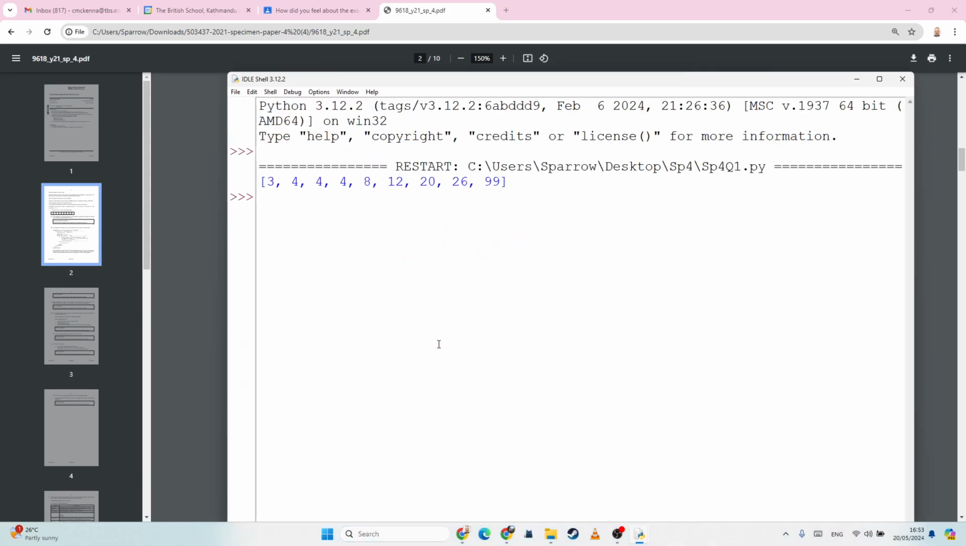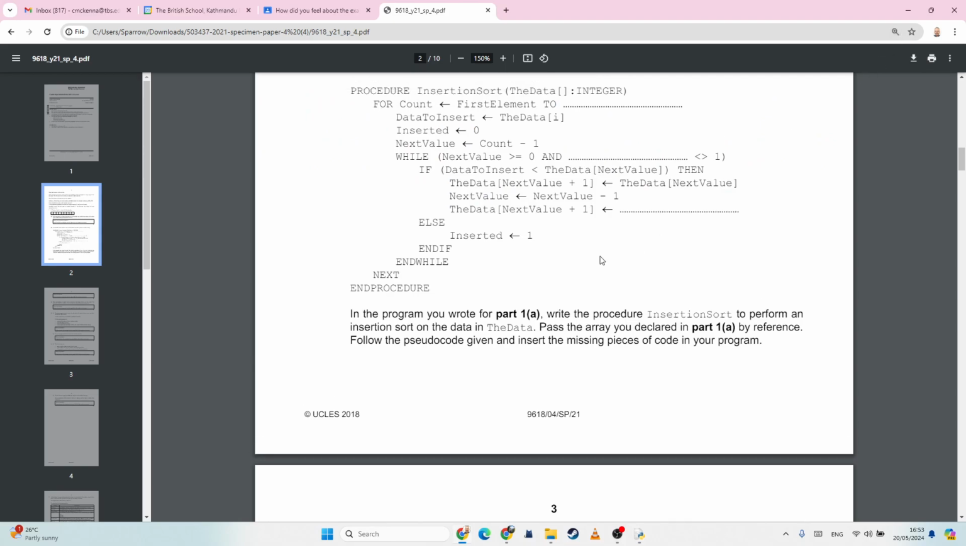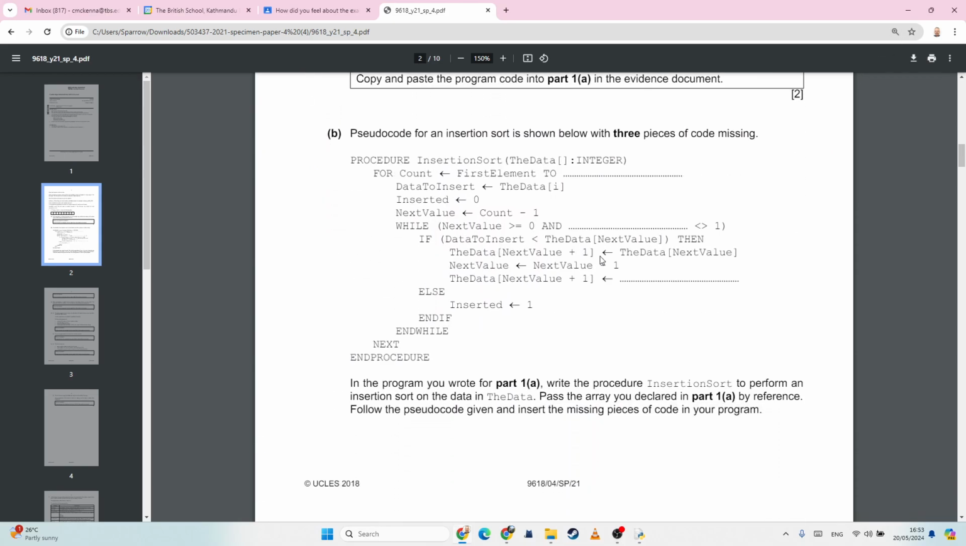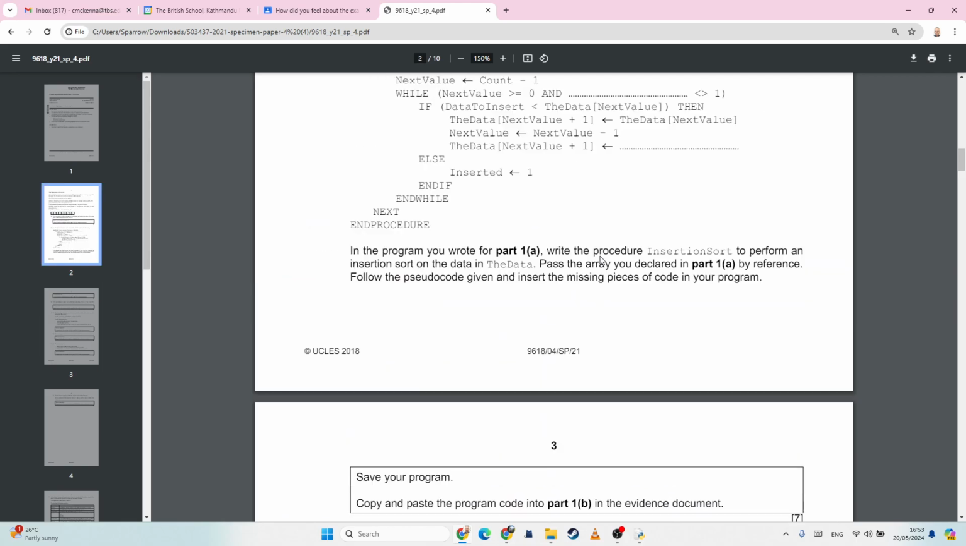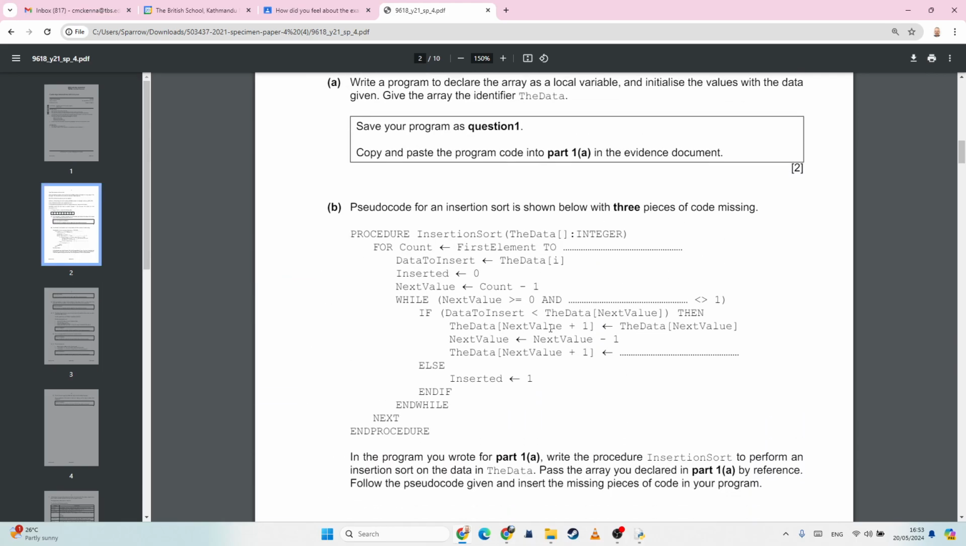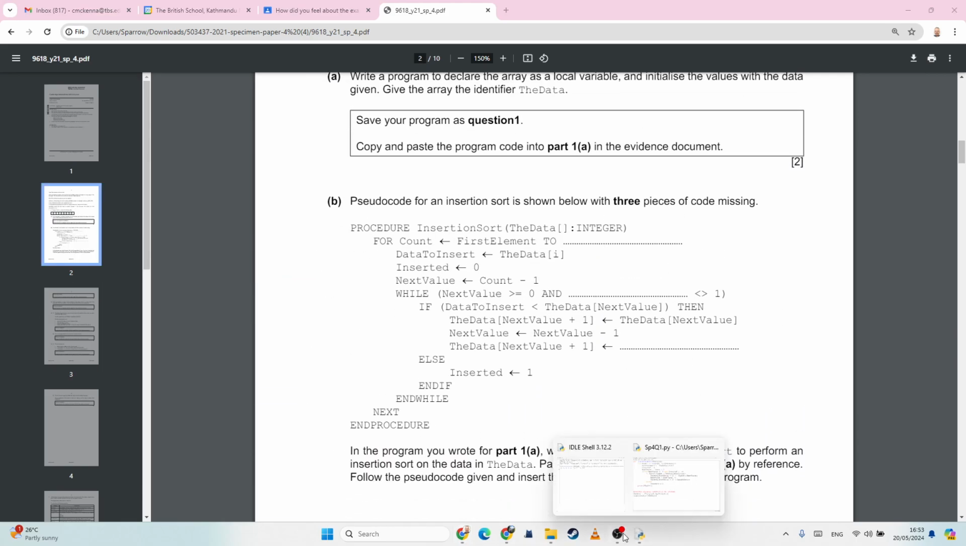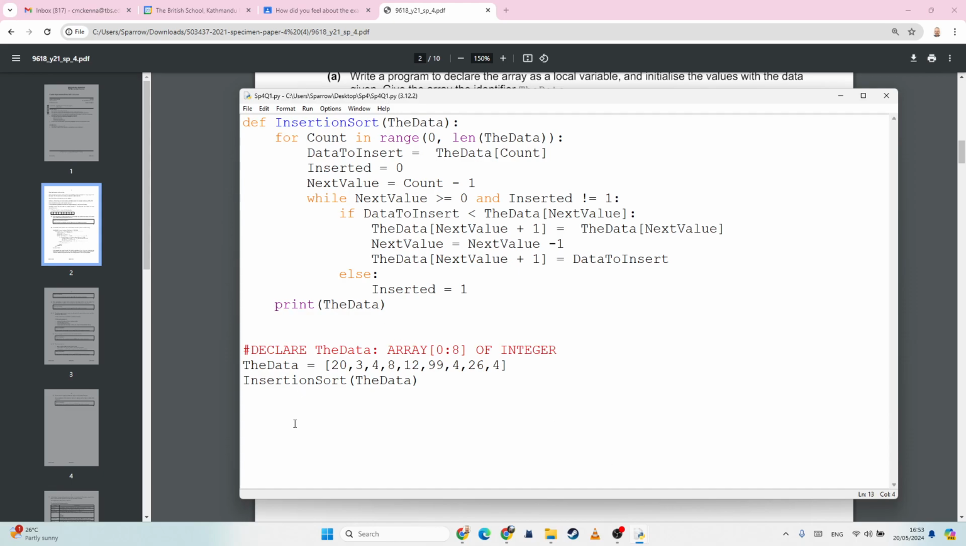Boom. Okay, so our data has become 3, 4, 4, 4, 8, 12, 20, 26, 99. To me, that looks like it's been sorted. Yay. Okay, cool. So now if you're confused about this, and you're like, I still don't get it, that's totally fine. Like I said, I find it hard to get my brain around the way they do stuff sometimes. It's like different people have different styles.